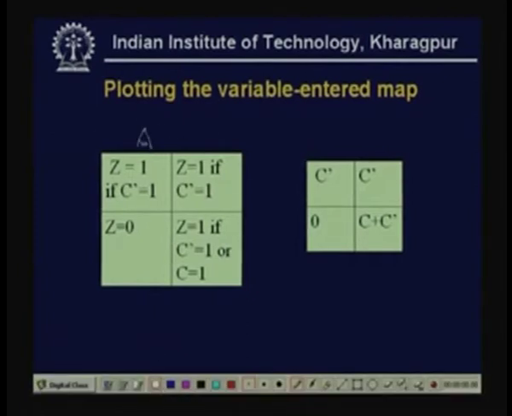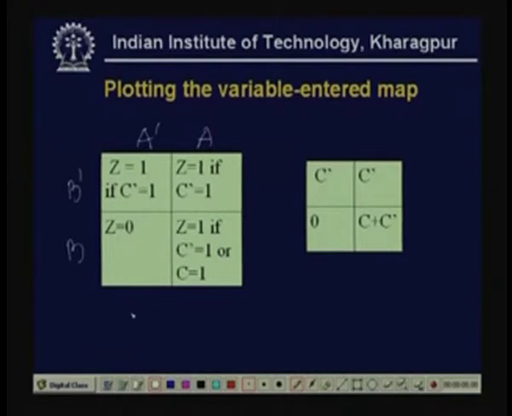Similarly, there must be one term that when Z equal to 0, that means this is A dash, B, there will be no term, and Z equal to 1 if C dash equal to 1 or C equal to 1. So, that means this is the min term for this element is the AB, that means ABC dash and ABC both exist in the expression.